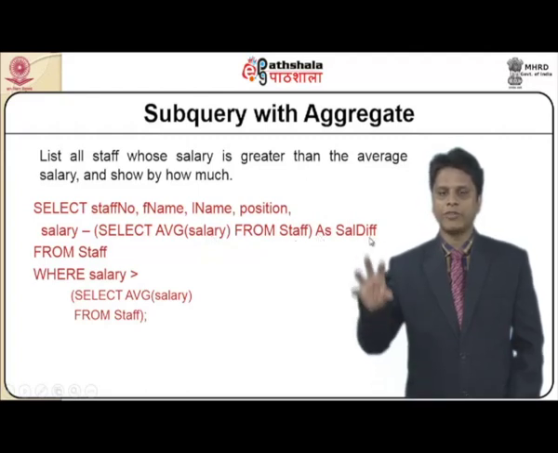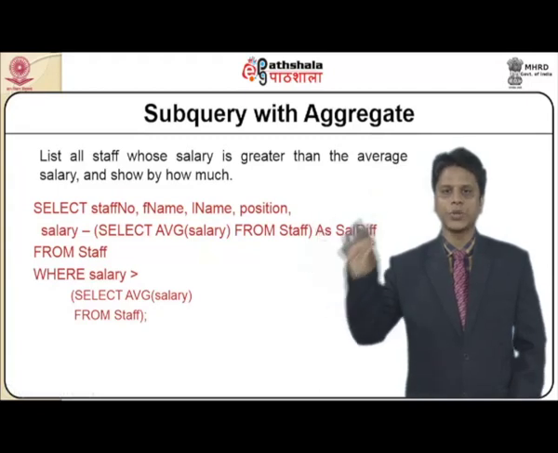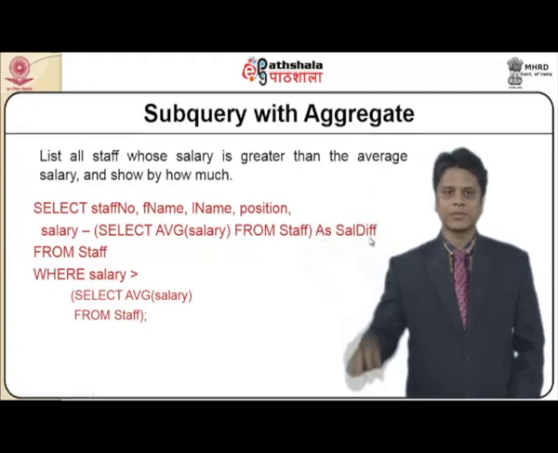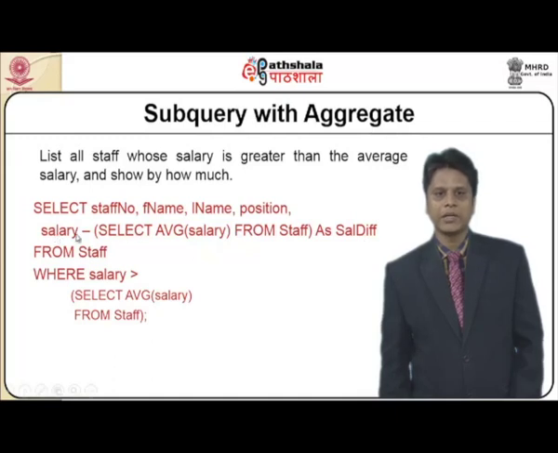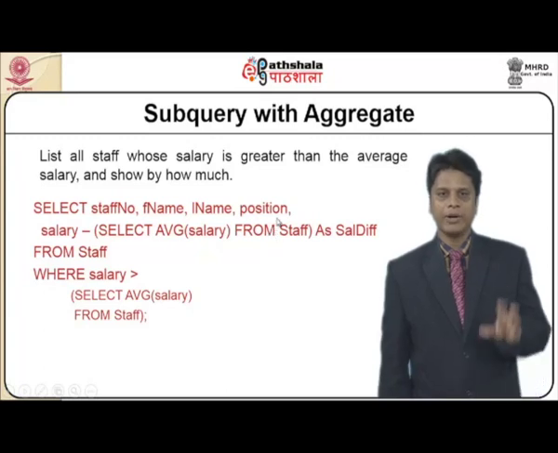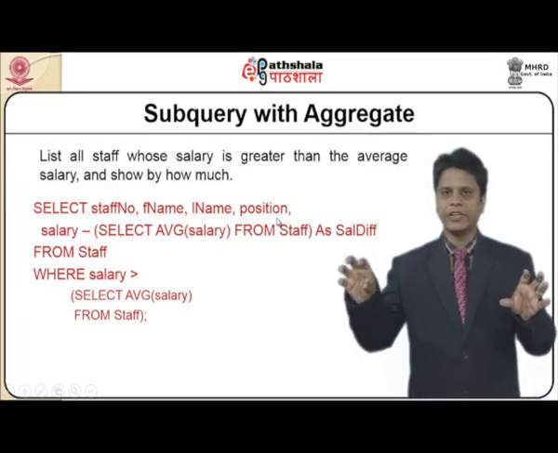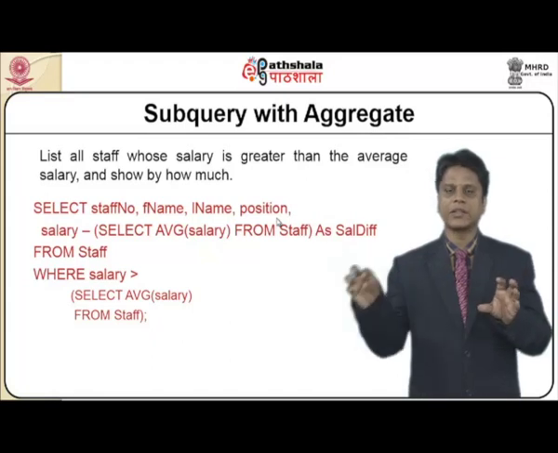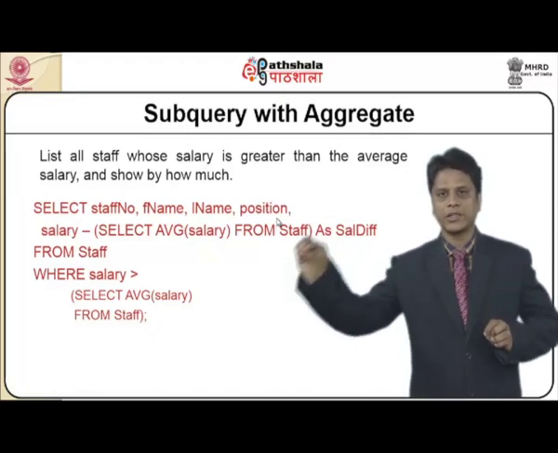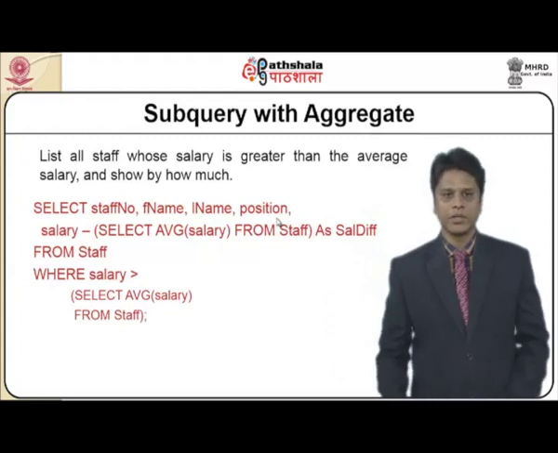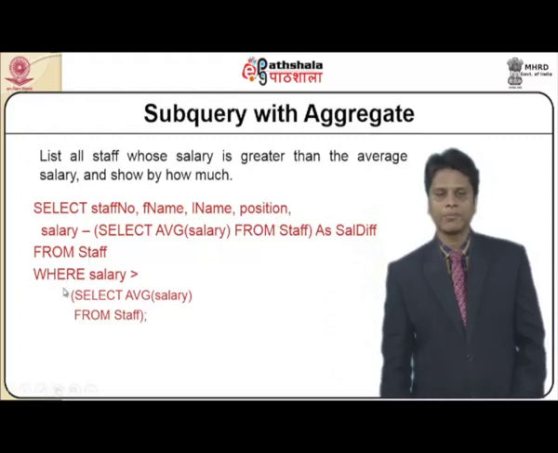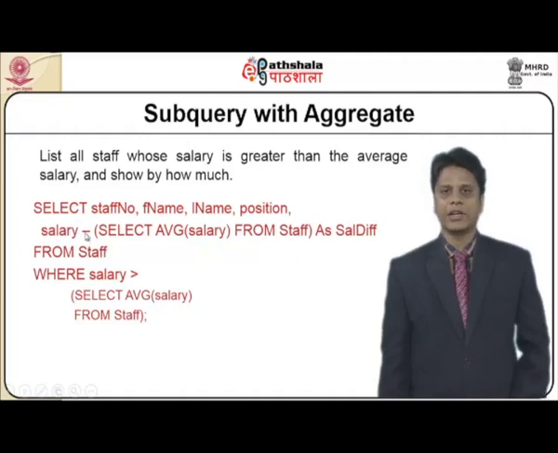So now I have to project a common table which shows this salary difference, which will be the salary minus the average of the salary of all the staff. So anybody who is getting say 30,000, the average salary is 17,000, the salary difference is 13,000. That should be calculated and projected as a separate attribute from the staff table, where salary greater than the average salary. If I have not mentioned this particular constraint, then there may be chances of getting a negative salary also.